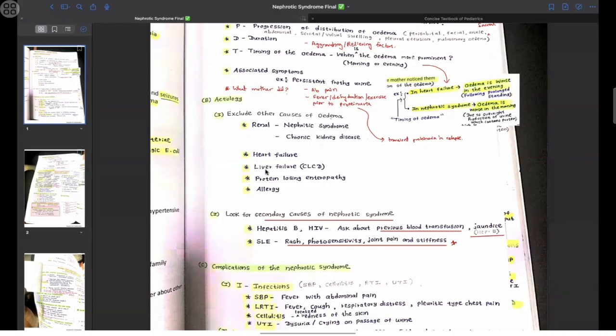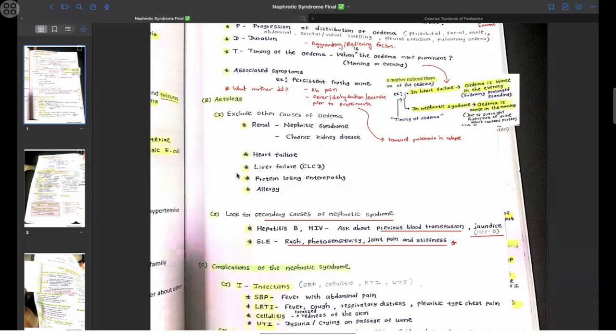Then you ask some questions about heart failure, about orthopnea, paroxysmal nocturnal dyspnea, obviously depending on the age of the child. Keep that in mind when you're working with pediatrics, that some symptoms the child can't tell, so ask accordingly. Then symptoms for liver failure.